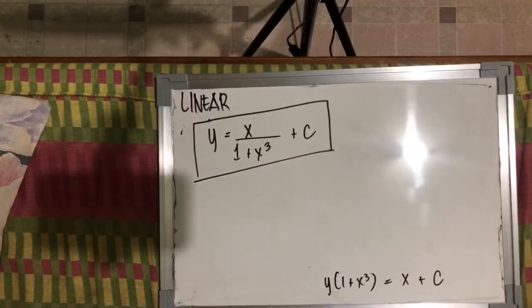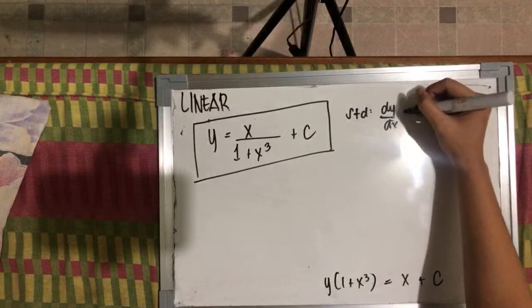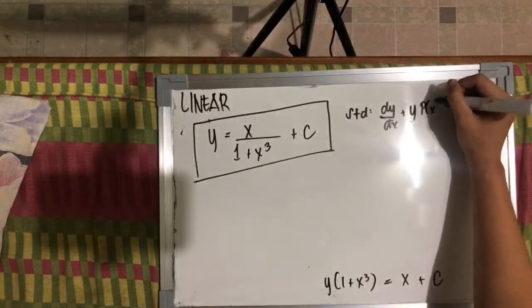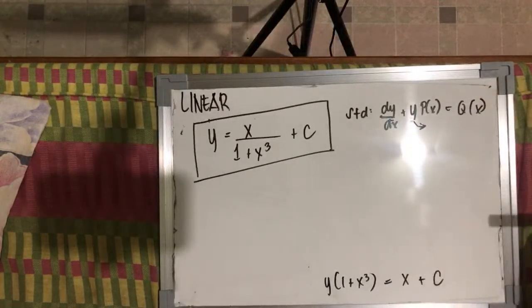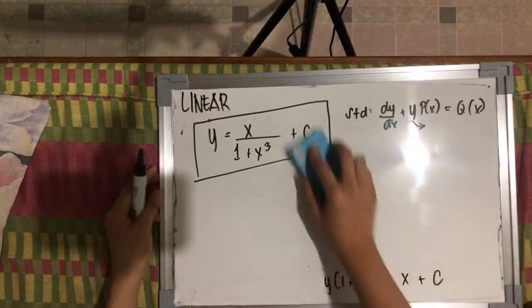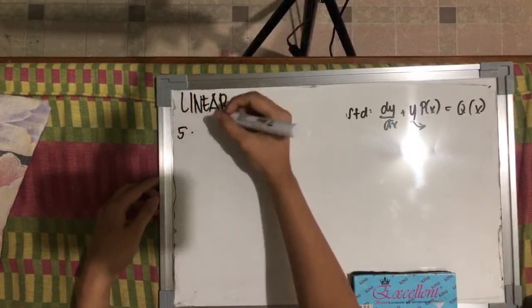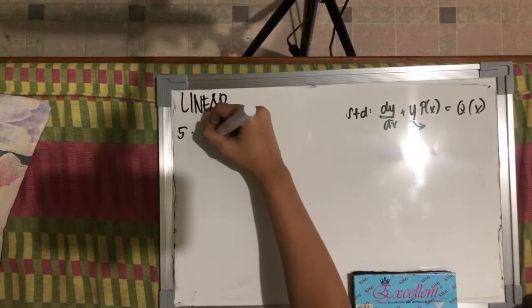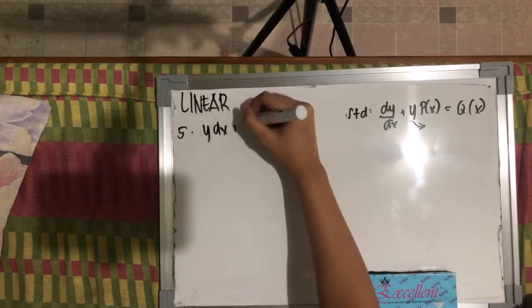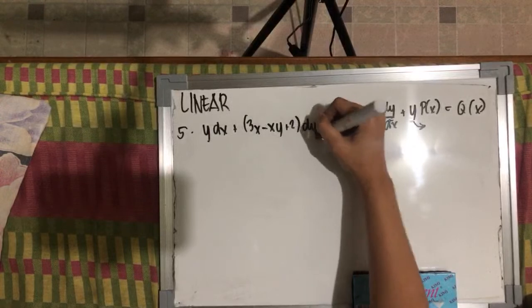So, yung mga example kanina is, ang dependent variable dun is y. Kasi yung standard form mo is dy over dx plus y p of x is equal to q of x. So, y yung dependent variable mo. What if x naman yung dependent variable mo? So, last example na to. 5 is y dx plus 3x minus xy plus 2 dy is equal to 0.